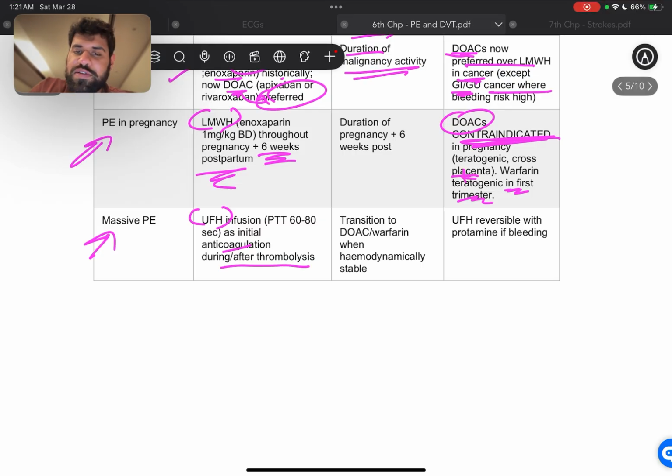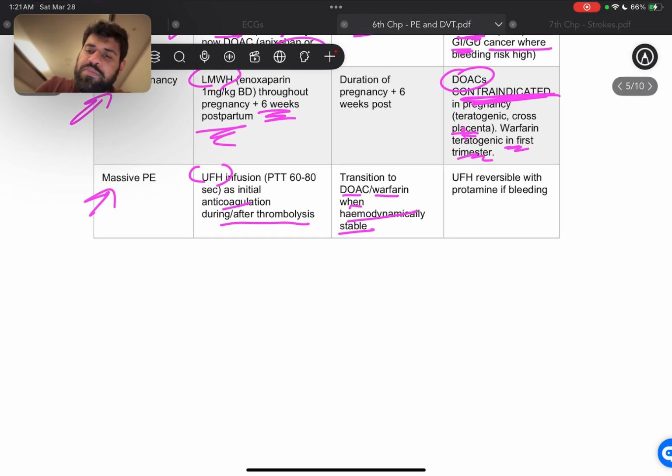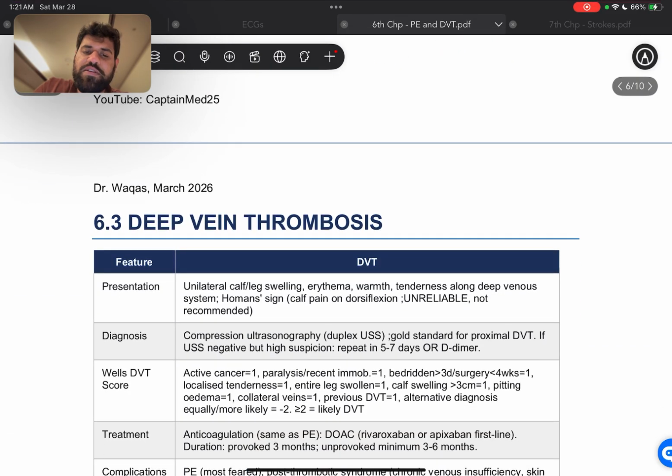during or after thrombolysis, and then we transition to DOAC or warfarin when hemodynamically stable. All right. And the important point is that unfractionated heparin can be reversed with protamine sulfate if there is bleeding.